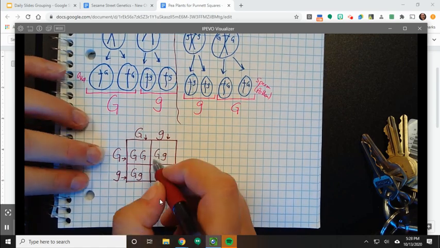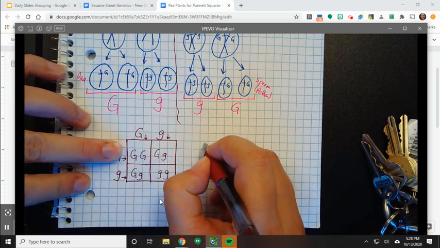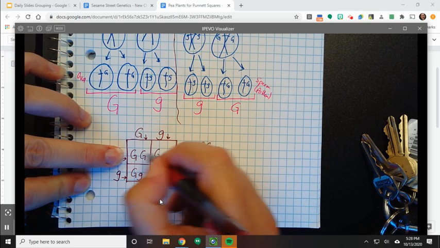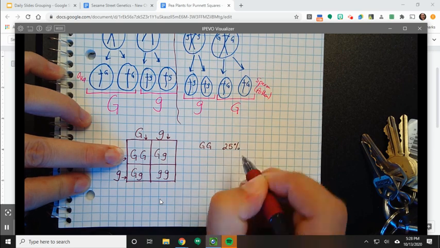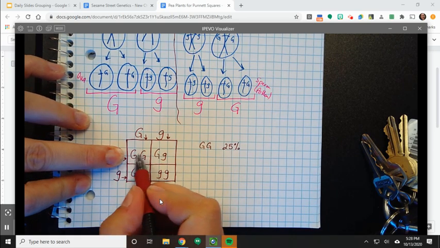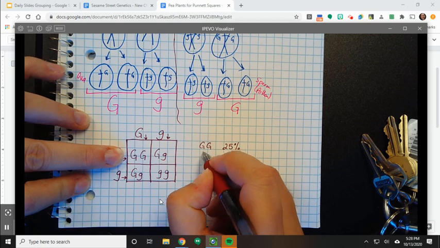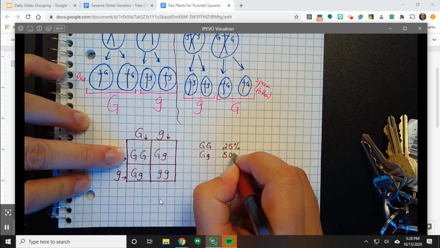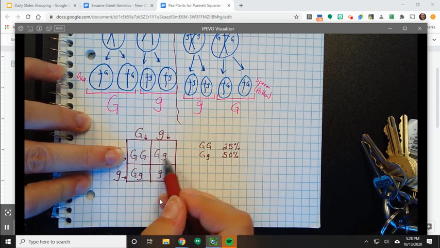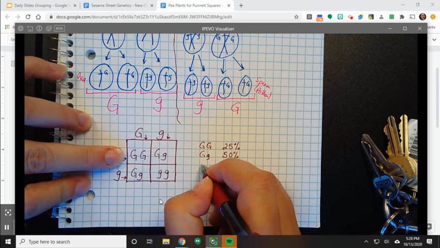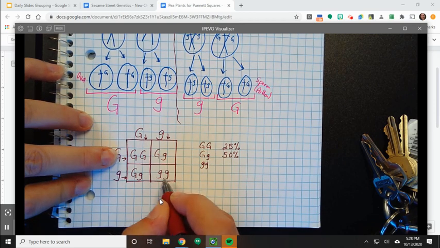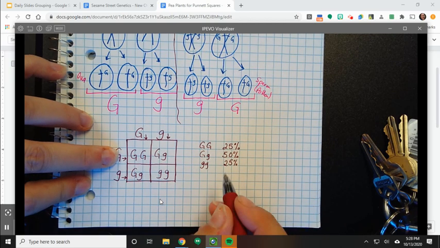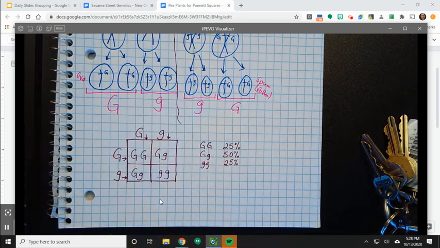So let's just write out what the possibilities are. We could have homozygous dominant, and there's 1 out of 4, or 25% probability that this would be the genotype of the offspring. We could have heterozygous, and that's 2 out of 4, or 50% chance that this would be the offspring. We have homozygous recessive. There's 1 out of 4, so that would be a 25% chance of homozygous recessive being what we see.